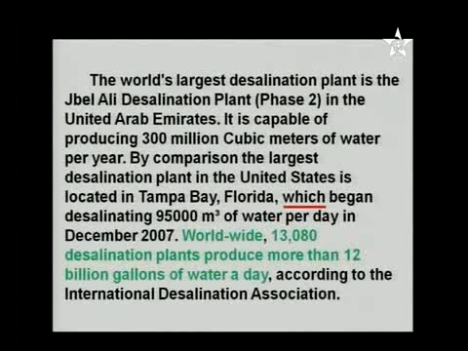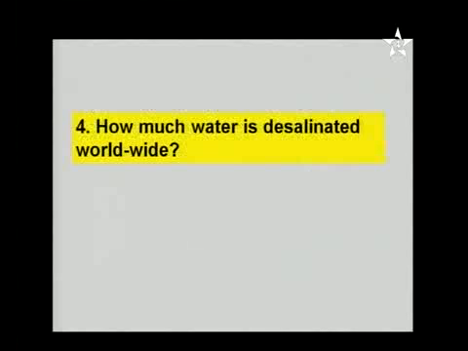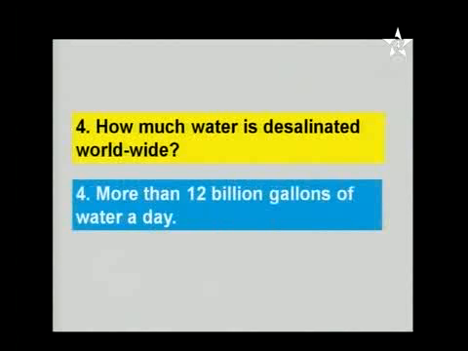Worldwide, 13,080 desalination plants produce more than 12 billion gallons of water a day. So we've got the answer. We've got to stop and write down our answer. Here is the question once more: how much water is desalinated worldwide? The answer: more than 12 billion gallons of water a day. See? When we do focused reading, we save time and energy.